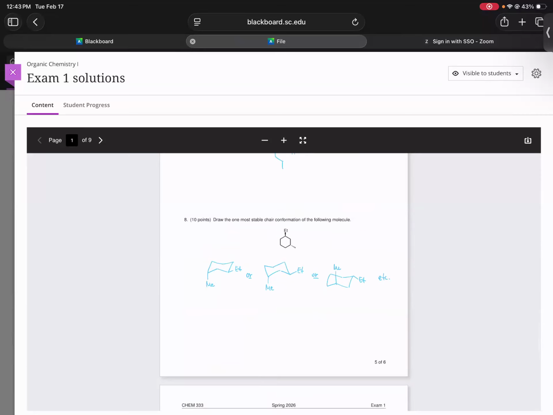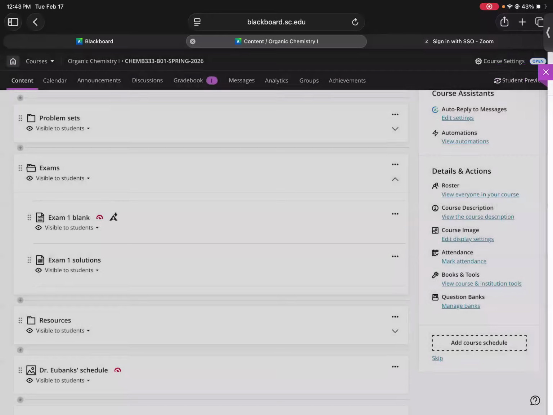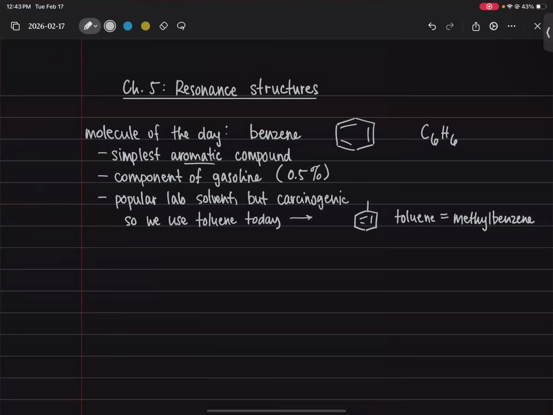Let's see. The chair structure, there's more structures here that are correct. Yeah. Cool. Any questions? All right. You're welcome to come to office hours, of course, if you'd like to chat about that sort of thing.